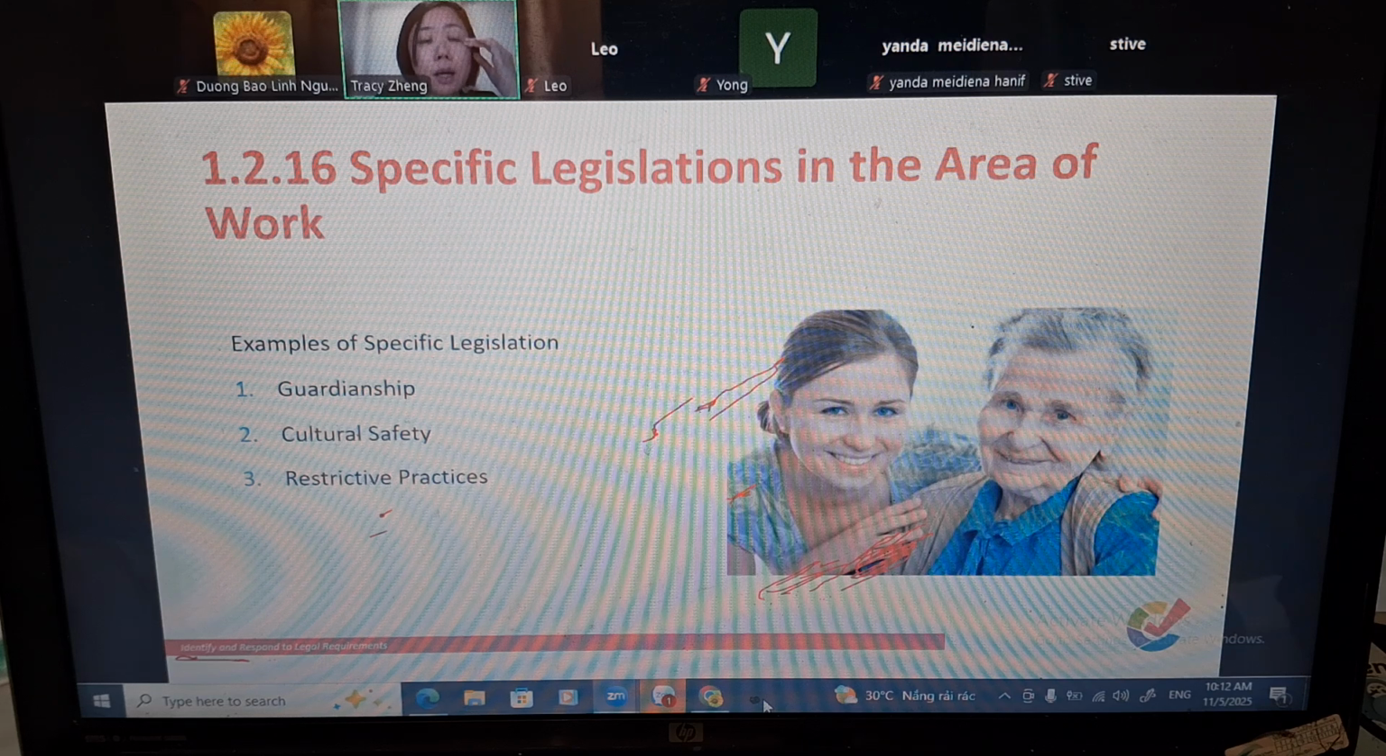And also another specific legislation that is related to our work is cultural safety. I'm sure you guys have already heard about cultural safety. Can anyone explain to me your understanding about cultural safety in our workplace, in the aged care facility? What does that mean? What do we do in terms of cultural safety? That is what we discussed last week. Anyone? Or have you already completely forgotten about cultural safety?